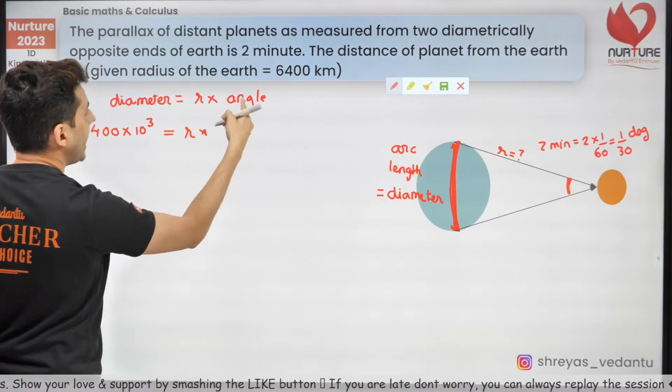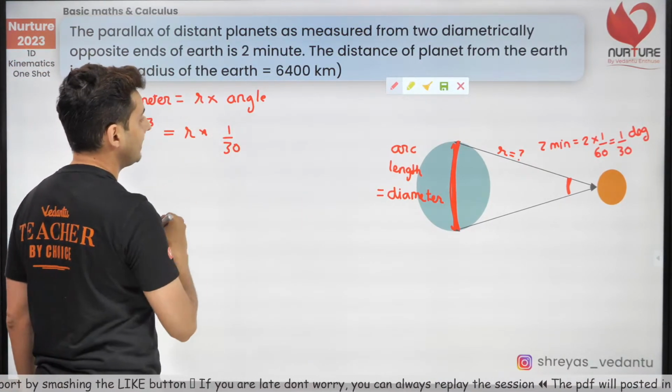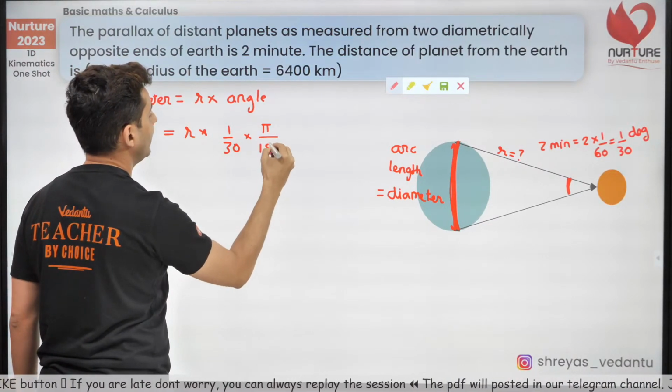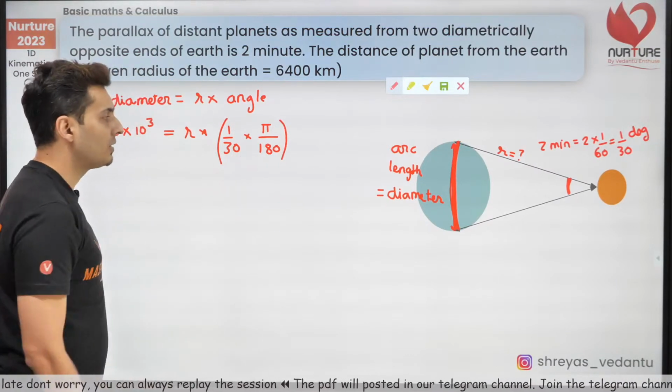R, I do not know. Angle, well, that's 1 by 30 degrees. Do not forget that. It's in degrees, so multiply it by pi and divide it by 180 to convert it into radians. That's what you need to do.